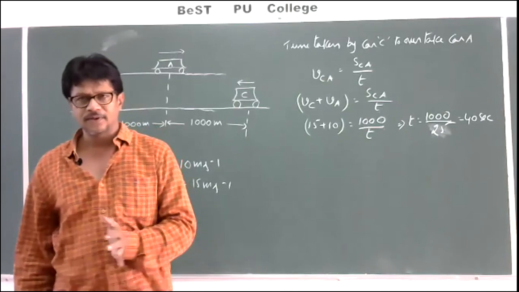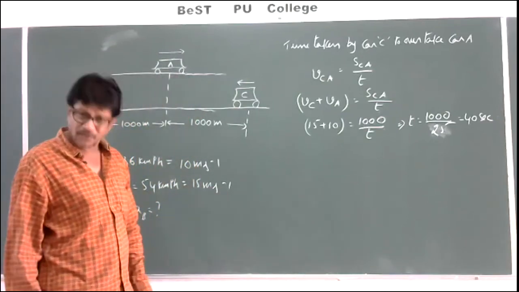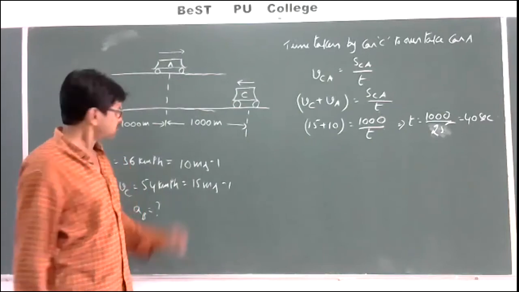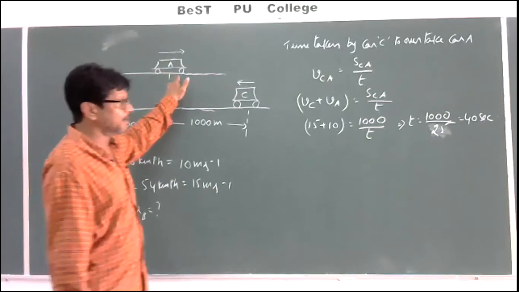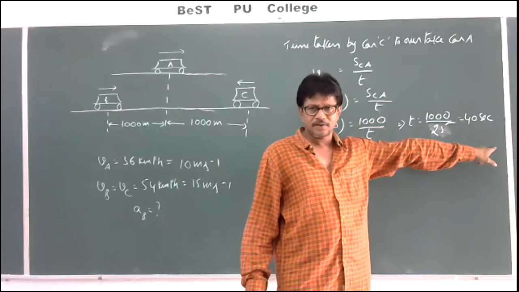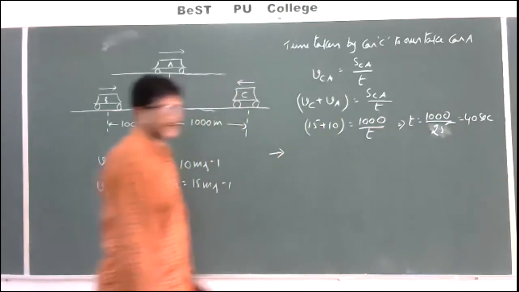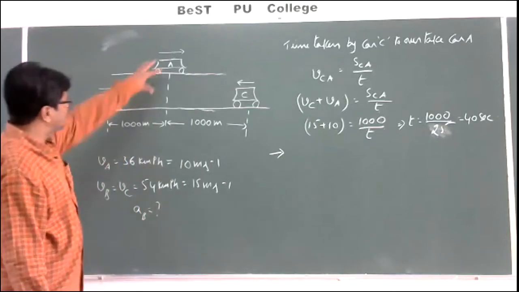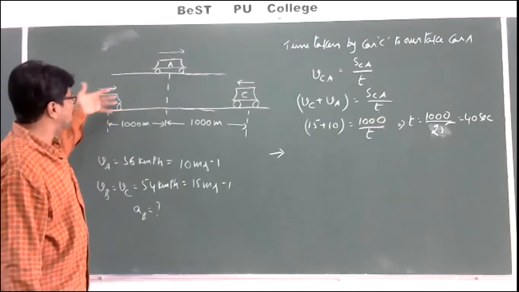So now what does car B have to do? It has to overtake car A within 40 seconds to avoid an accident. Now again, what do I need to do? I need to use the relative velocity concept. Why? Because again here car A and car B are in motion.